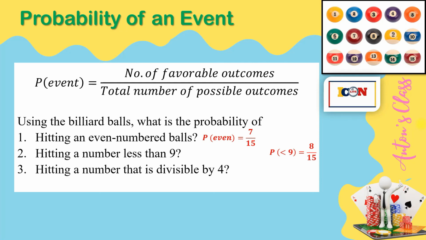Then number 3, hitting a number that is divisible by 4. The probability is equal to 3 over 15 because there are only 4, 8, and 12. 3 over 15 is not in the lowest terms, and the fraction must be in lowest terms. So it is equal to 1/5.